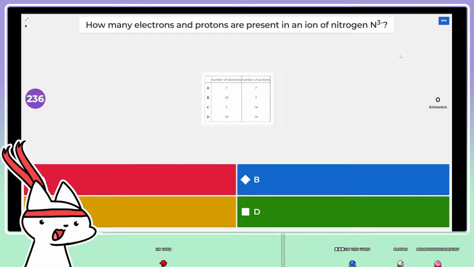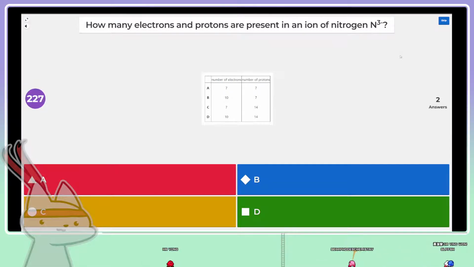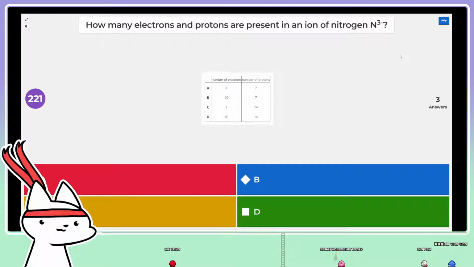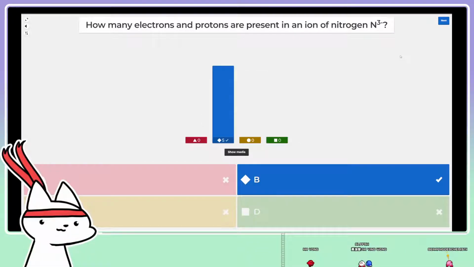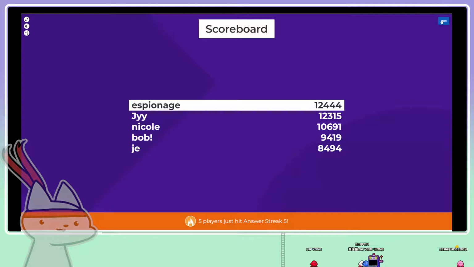Same thing, this is N3 minus. How many electrons and protons are present in an ion of nitrogen N3 minus? Always figure out, are there more protons or more electrons? Then do your calculation there. Nice, everyone got it correct. Good job.